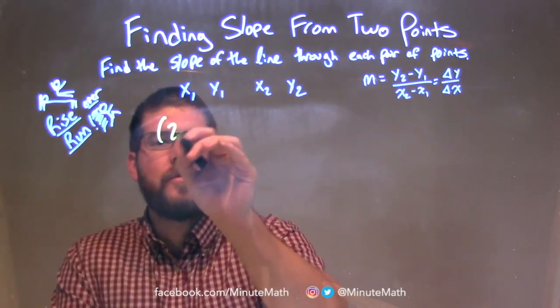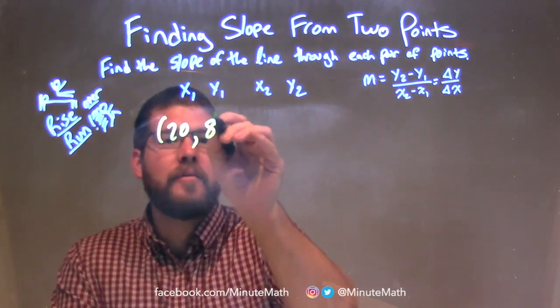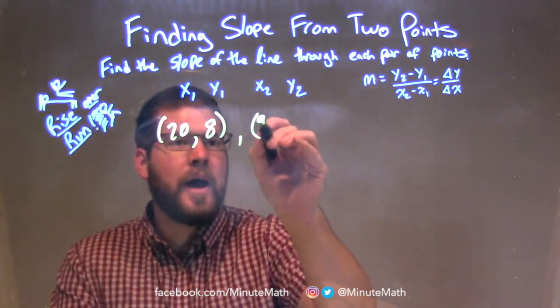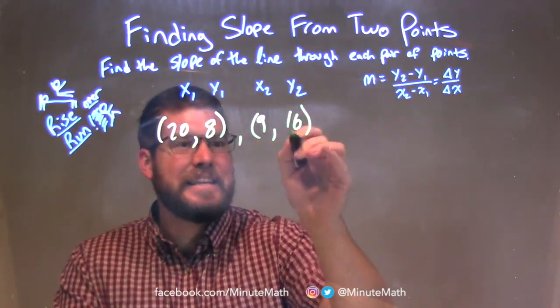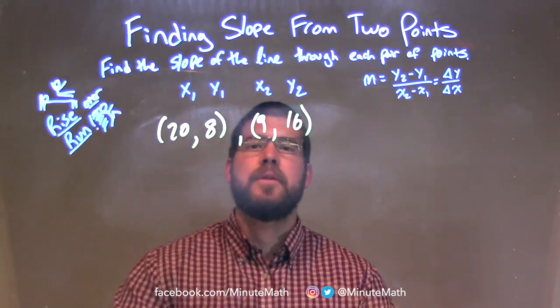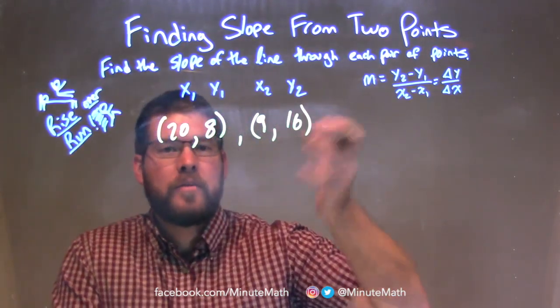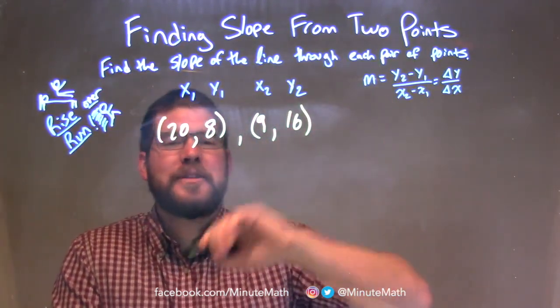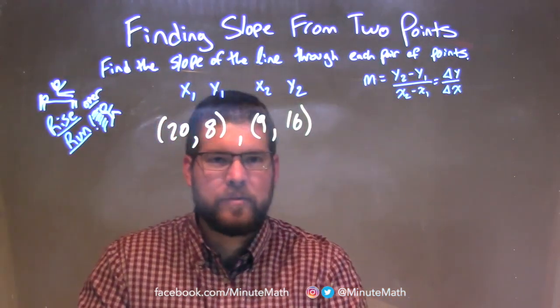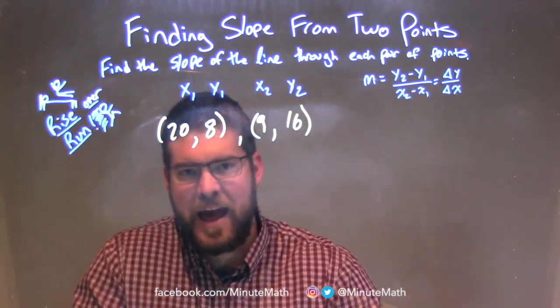These 2 points, 20 and 8 is my first point. My second point being 9 and 16. So I have my 2 points here. And I need to find the slope. So my slope formula says y2 minus y1 over x2 minus x1, my change in y over my change in x.